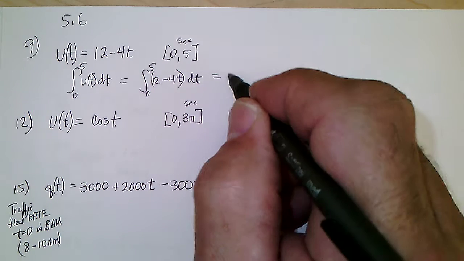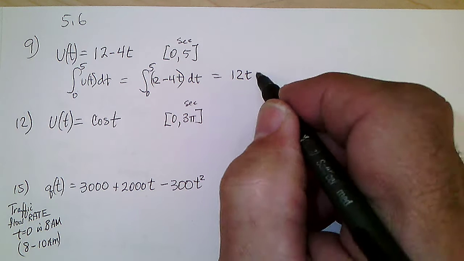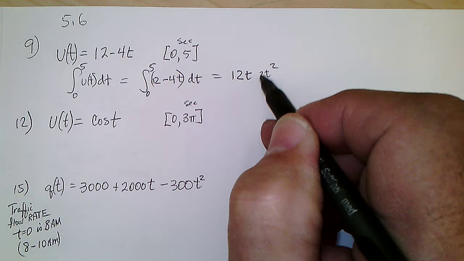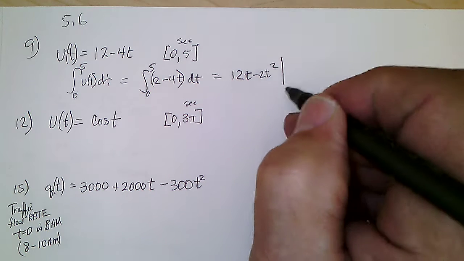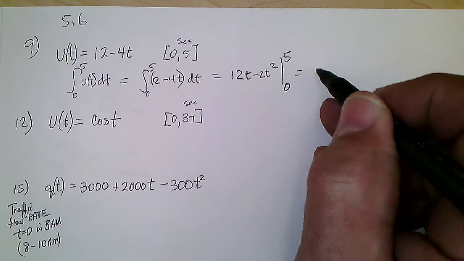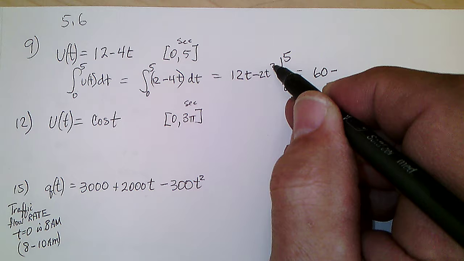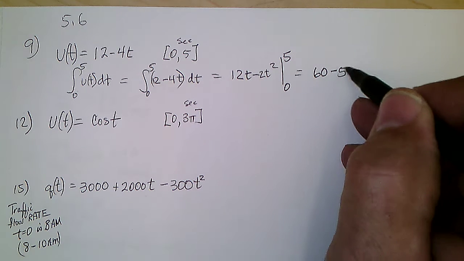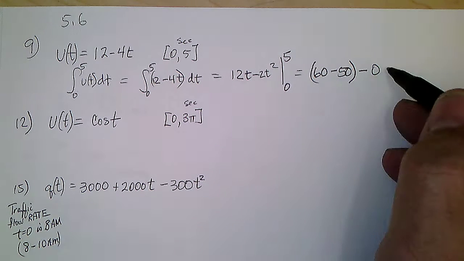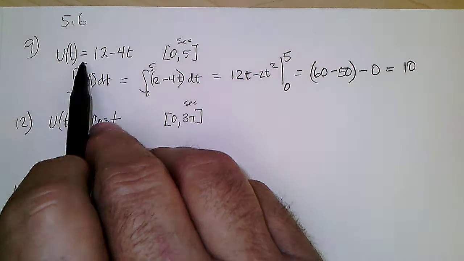And 12 integrated would be 12t, and 4t integrated would be t squared, and we'd have to divide by 2. We're going to evaluate this from 0 to 5. We put 5 in there, we get 60 minus 5 squared is 25 times 2 is 50. Minus, put in 0 and we get 0, so we get 60 minus 50, which is 10.